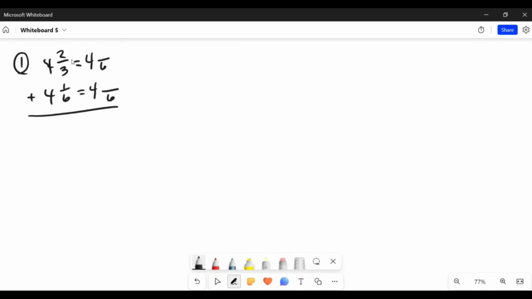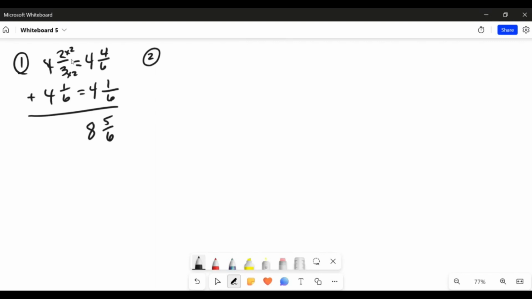So this 3, to turn it into 6, we would multiply by 2, take the top and multiply by 2, and we get 4. And then on the bottom, we already have sixths. So our fractional part, 4/6 and 1/6, gives us 5/6. And the whole number parts, 4 and 4, give us 8. So our answer is 8 and 5/6. All right, number 2.